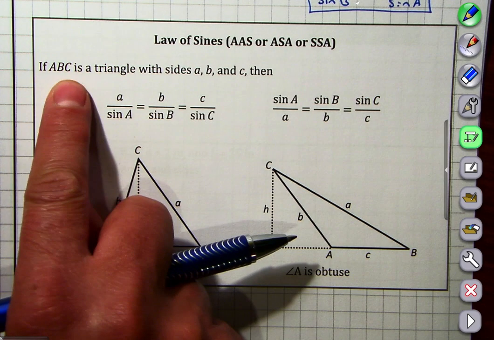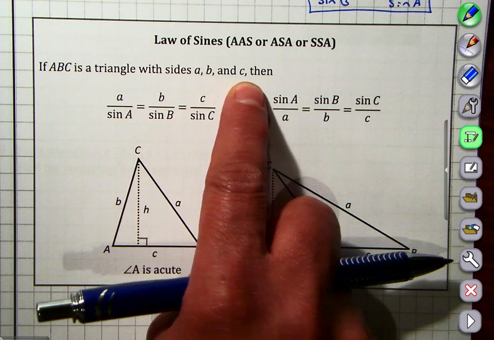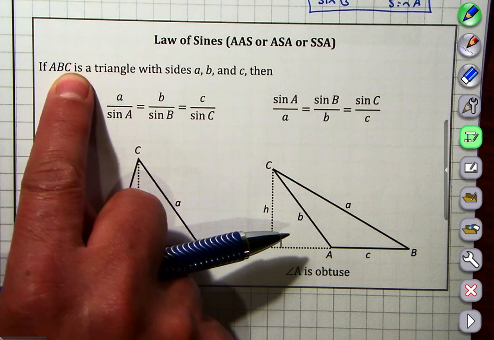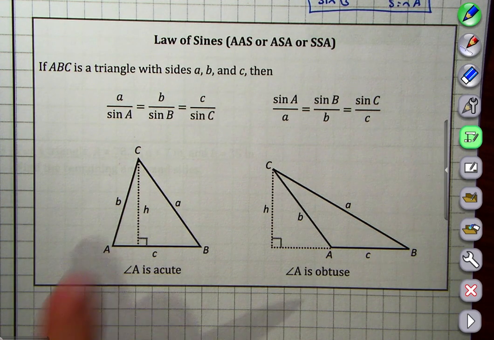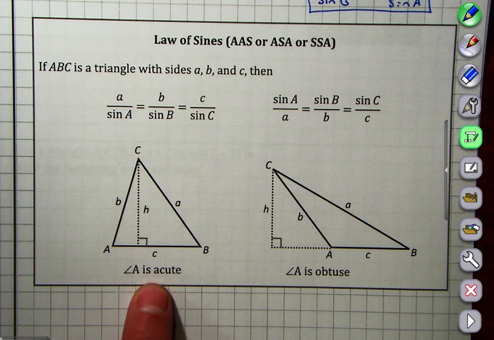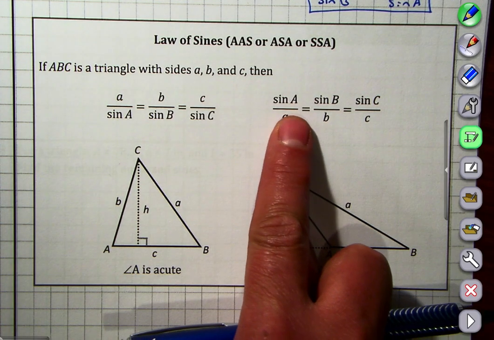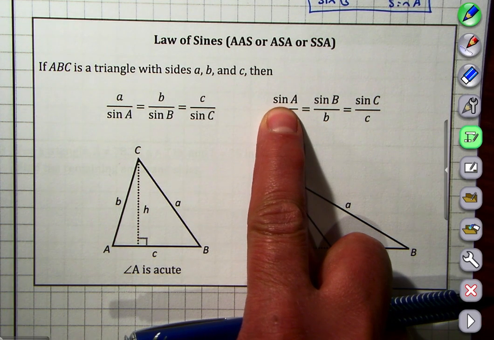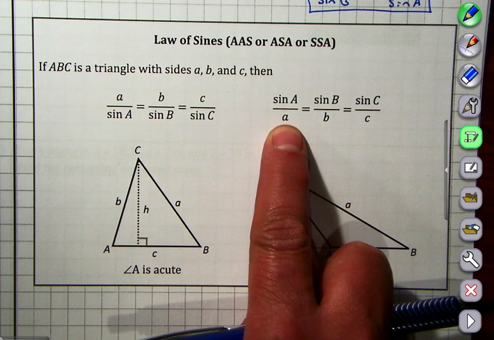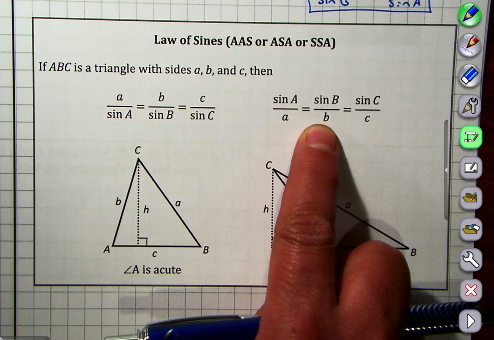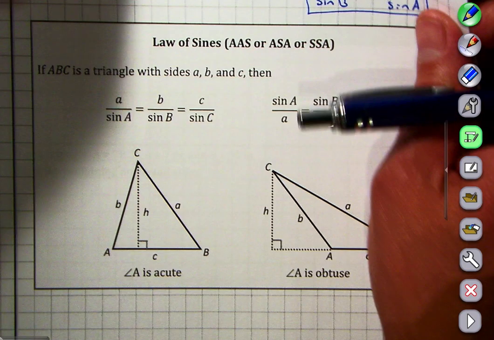So if ABC is a triangle with sides a, b, and c, notice that it doesn't say that it's an oblique triangle. So it also works with a right triangle. But in this case, most of the time, if it's a right triangle, we actually just use SOHCAHTOA. And it works whether the angle is an acute angle or an obtuse angle. And notice that we can also have the reciprocal. We can have sine of angle A over side a equals sine of angle B over side b, and so on. But for now, let's go through example number 1.